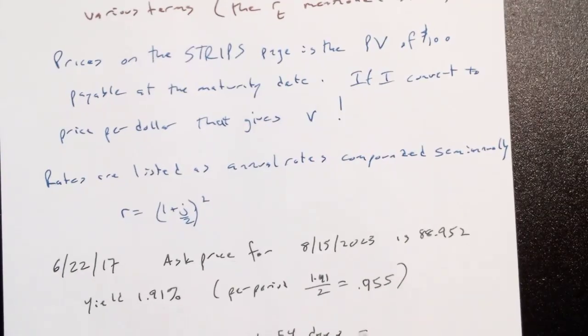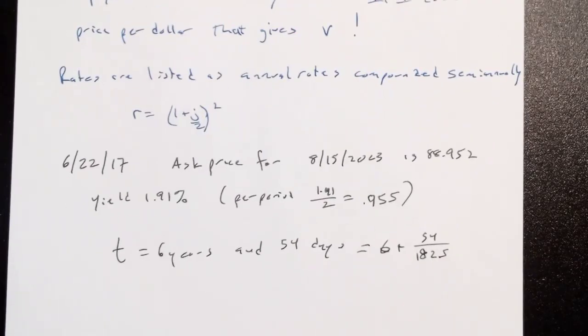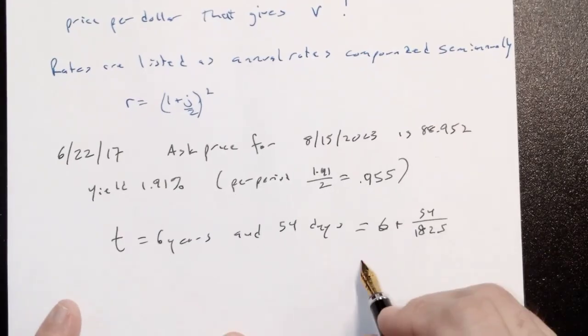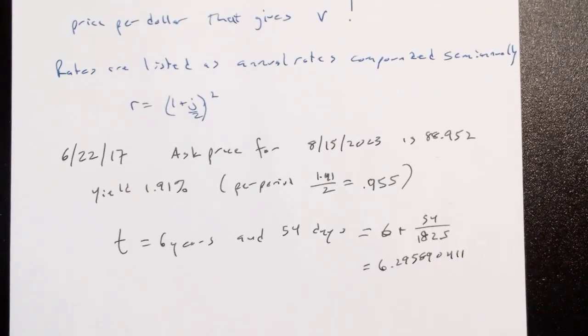So T is 6 plus 54 over 182.5. Why is it over 182.5? Yeah, 365 days and a half. 6 plus 54 divided by 182.5 is 6.295890411. I can write down all the decimal places for now.